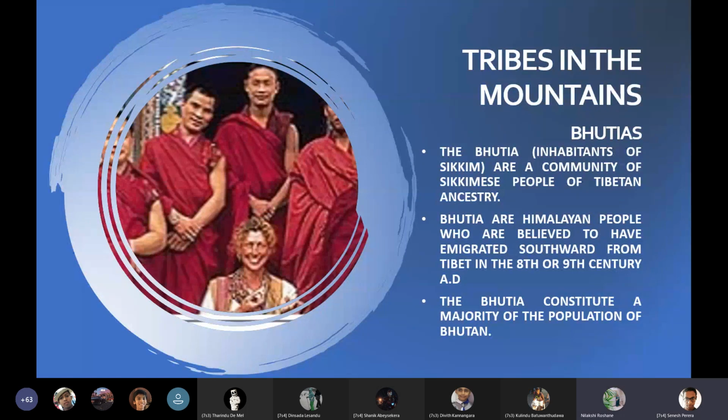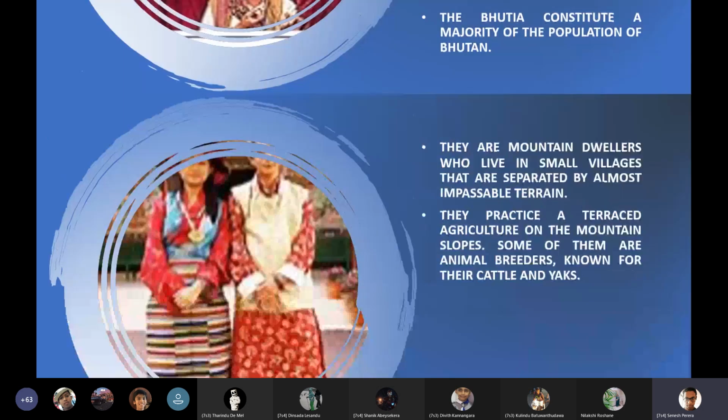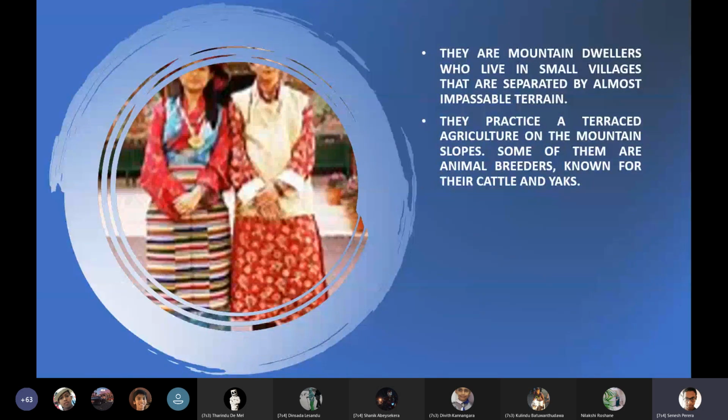Also, the Bhutia tribe constitute a majority of the population of Bhutan. They are mountain dwellers who live in small villages and are separated by almost impossible terrain. They practice terraced agriculture on the mountain slopes, and some of them are animal breeders and breed mainly cattle and yaks.